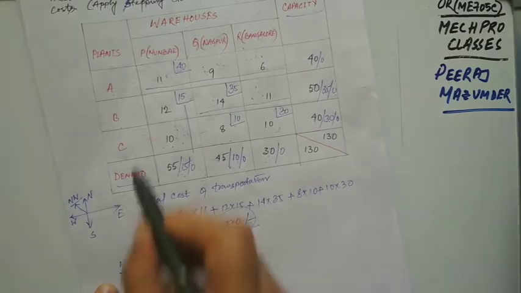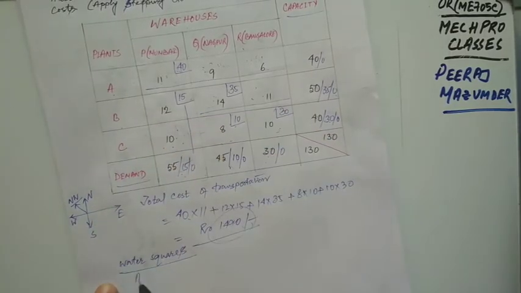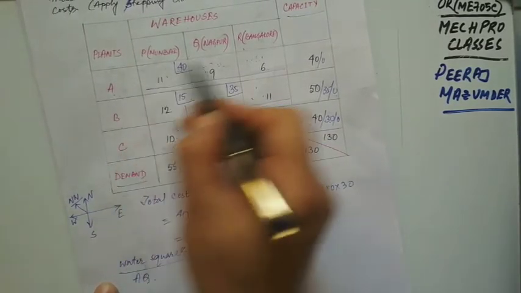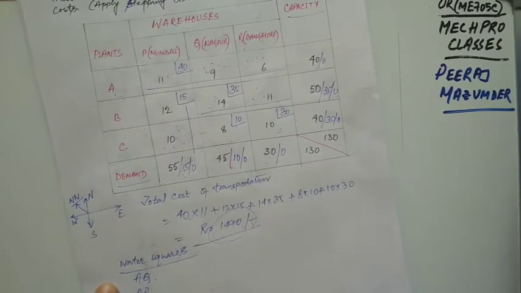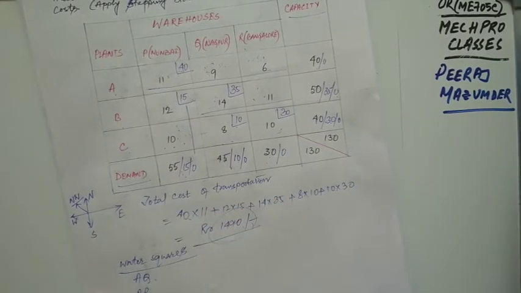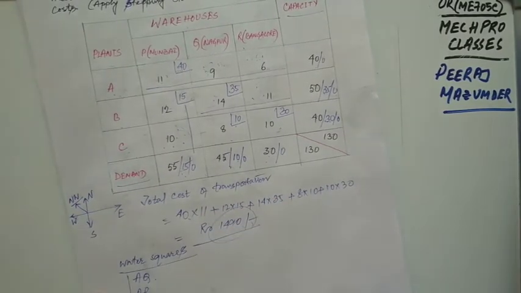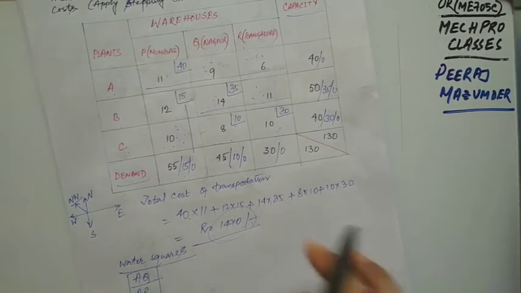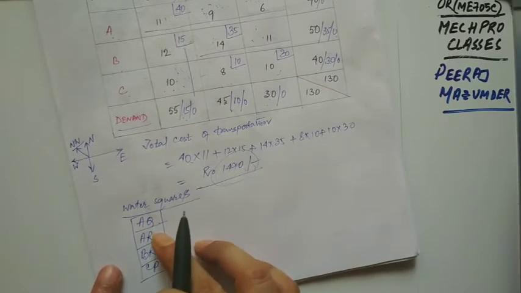Which are the water squares here? Look, we have AQ, AR, BR, and next CP. For this number of water squares, we have to make a closed loop. AQ, AR, BR, CP.